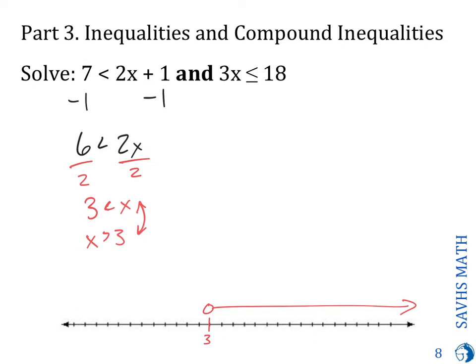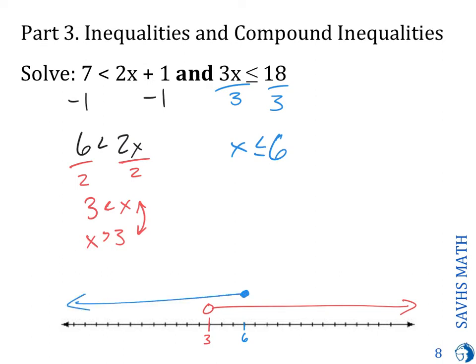Okay, so then on this side, we need to divide both sides by 3 over here. We get x is less than or equal to 6. I just got to remember how to divide. Here's where 6 is. X is less than or equal to 6. I'm more comfortable with this one because the x is written first.